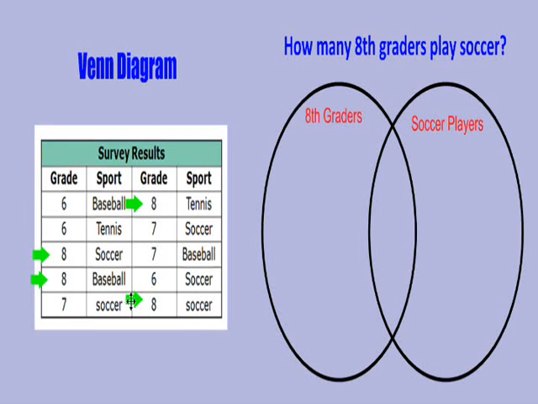Then I will use yellow arrows to show all who like to play soccer. So here is a soccer player right here. And I'm going to do all the others at the same time. So I have 5 soccer players all together. Next, we're going to transfer the information into the Venn diagram.